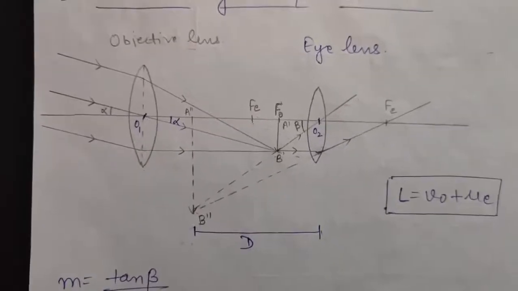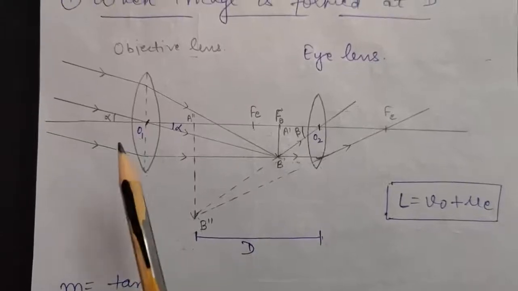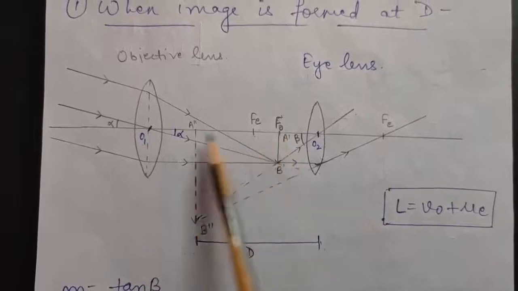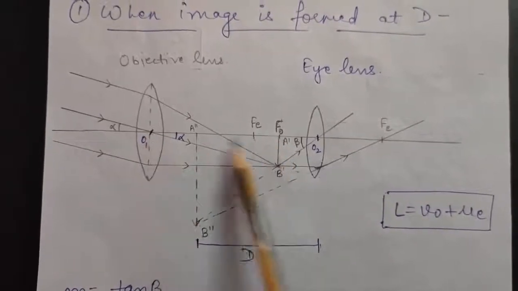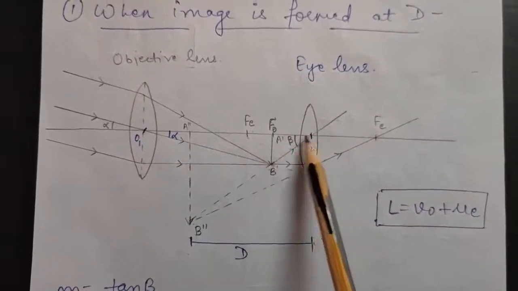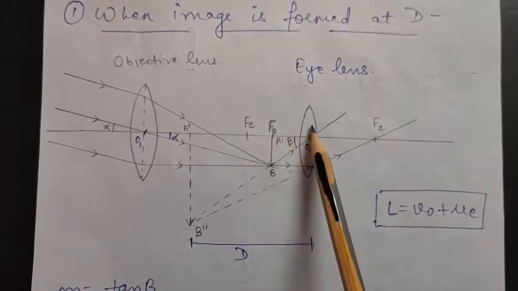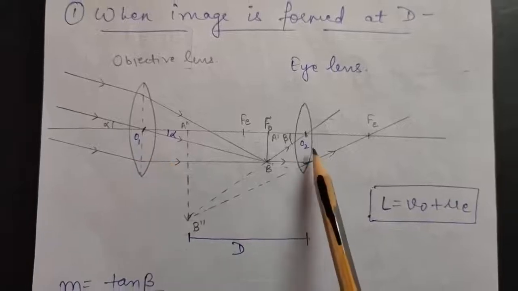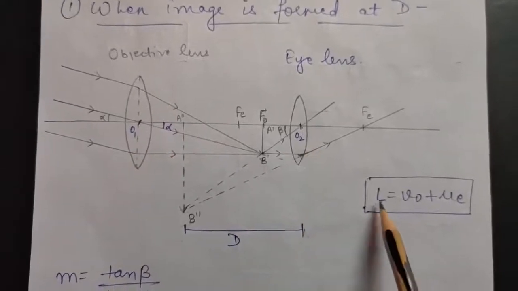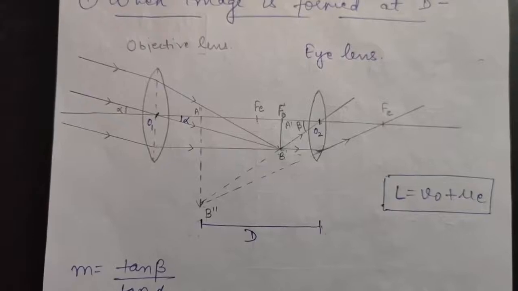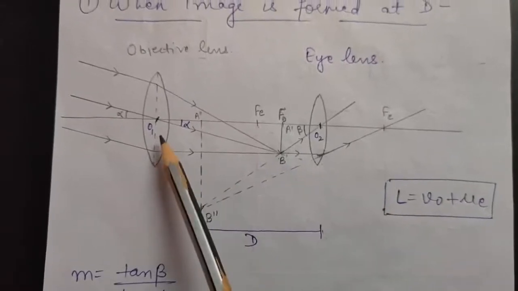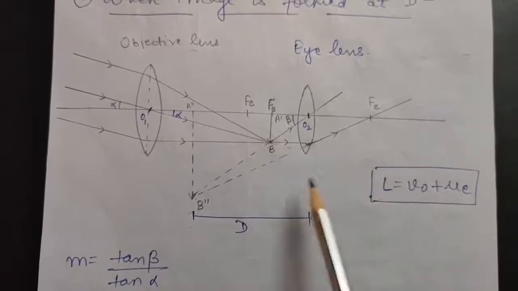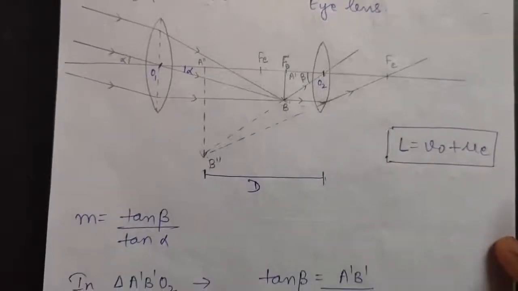Here one more thing, as you can clearly see, O1 F naught is the position of image for the objective lens, so this is V naught, and F naught O2 is the position of object for the eye lens, so this is UE. So O1 O2, that is the length of the telescope tube here, is equal to V naught plus UE. So L is V naught plus UE here. Now we will be calculating magnification.